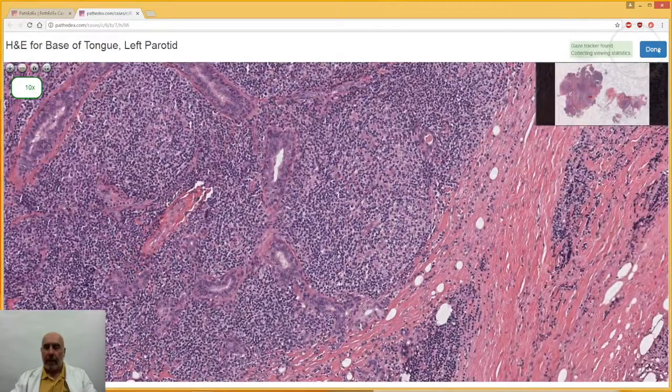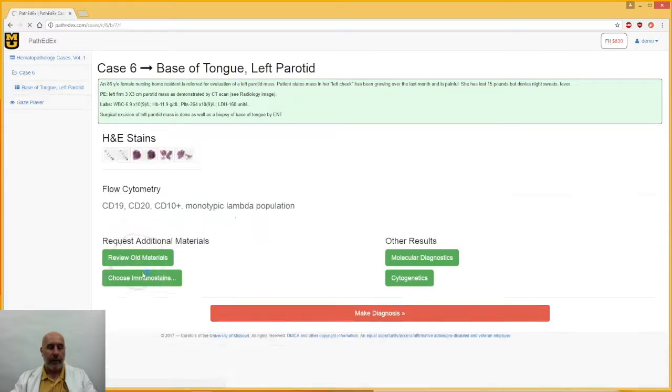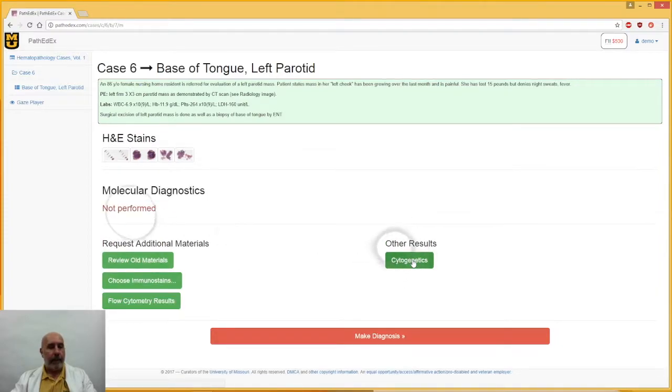So we're done maybe looking at the H&Es. You might want to spend a little more time, and we want to see if we do any ancillary testing. The first thing we might want to look for is flow cytometry, and we see flow cytometry was done and gives us a phenotype of CD19, 20, and 10, with a monotypic lambda population. Molecular diagnostics and cytogenetics were not performed in this case.